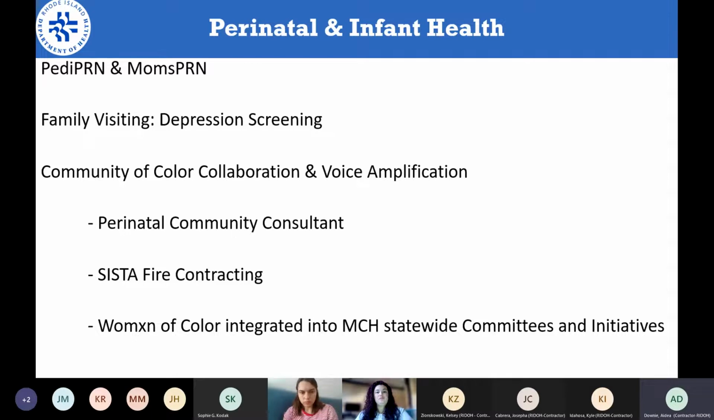We also have an initiative going on where we have women of color being integrated into our MCH statewide committees and initiatives. One initiative that we had was the Pregnancy Postpartum Death Review Committee. That committee is a statewide committee that looks at all of our maternal deaths. That's women who died during pregnancy and up to 1 year after giving birth, which is counted as a quote-unquote maternal death. So we look at all those cases and we say, well, how could this death be prevented? How could we have done better?